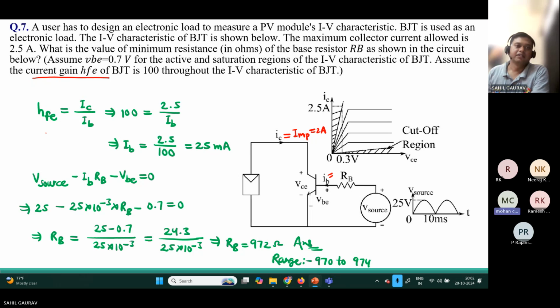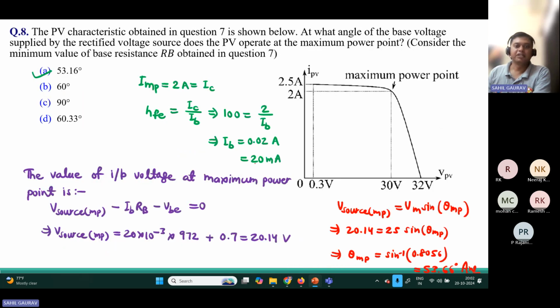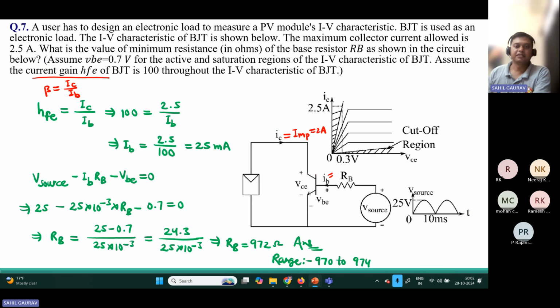So in this basic electronics part, we know beta equal to IC upon IB. So they have given this term current gain as HFE. So you can correlate from there also. Beta equal to IC upon IB. So this is similar. So from here, by using this current gain value, you can find the base current is 20 milliampere.